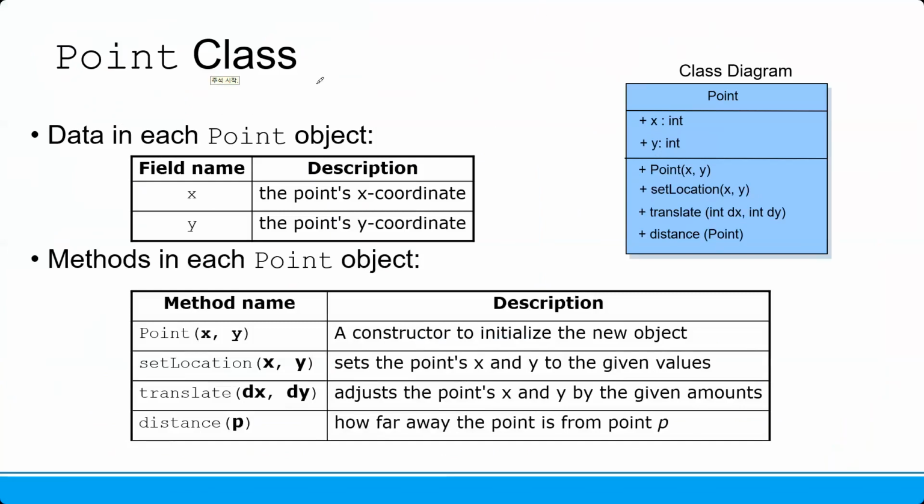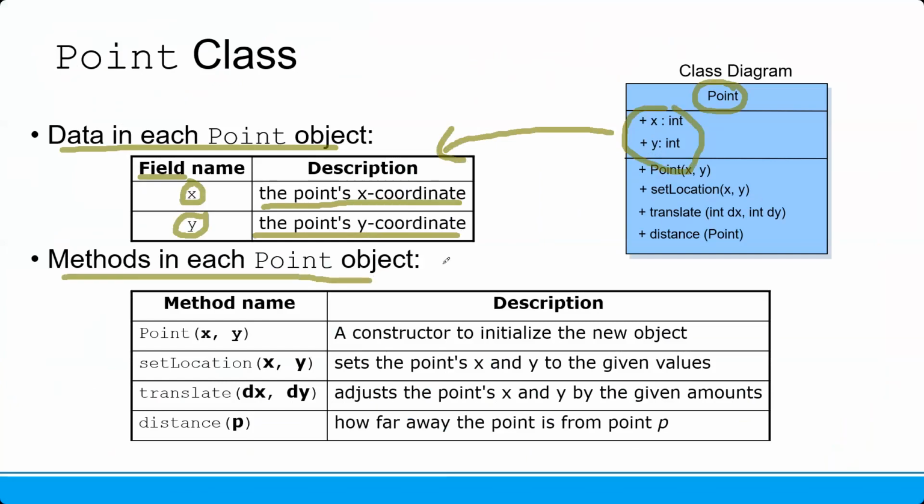So this is the detailed explanation. In the point class, this is the class diagram. We have the data. The data in each point object, we have X and Y. We call this the field name. X represents the point's X coordinate and Y represents the point's Y coordinate. So X and Y represent this description.